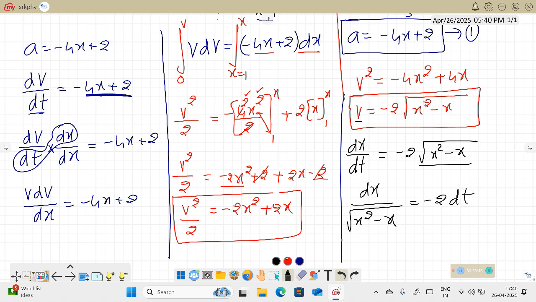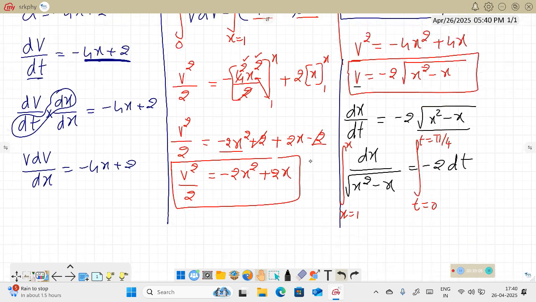Now integrate both the sides. From where to where? From x equal to 1 to x value, and the time t equal to 0 to time t, which is from pi by 4, because according to the given question. So if you solve this one, what are we going to get?